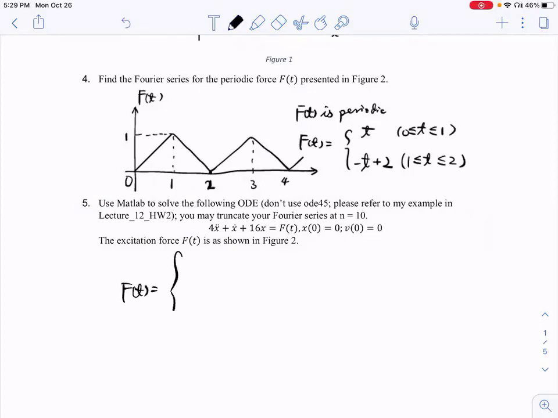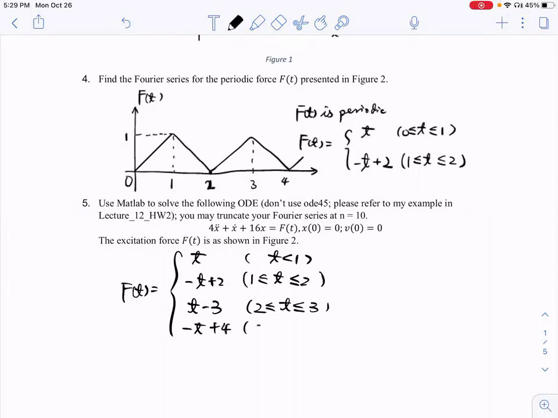Your f(t) would be t for t greater than 1; minus t plus 2 for t smaller than 2, greater than 1; and then it's going to be t minus 3 for t greater than 2, smaller than 3; and then minus t plus 4, t minus 4 for t greater than 3. And then it keeps going.